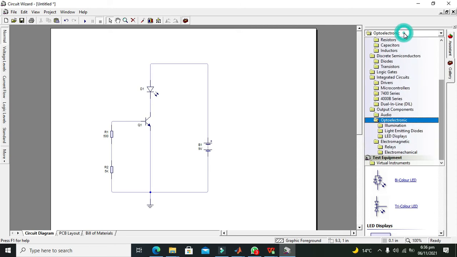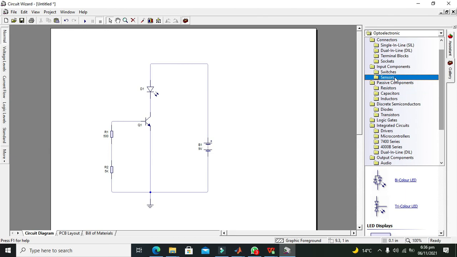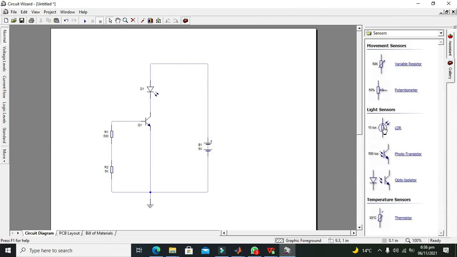In the last, we will attach our LDR. We will go to the sensor section and take our LDR. We will connect the LDR with the common terminal between the two resistors and its positive end with the 9 volt supply. Okay, now our circuit is completed.